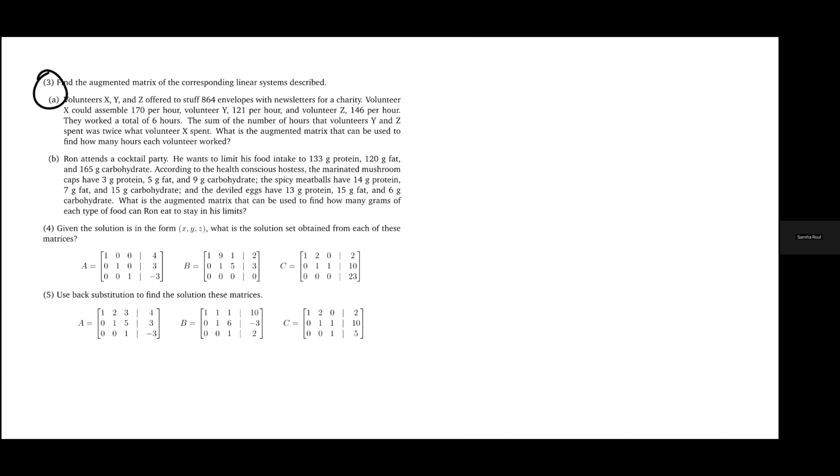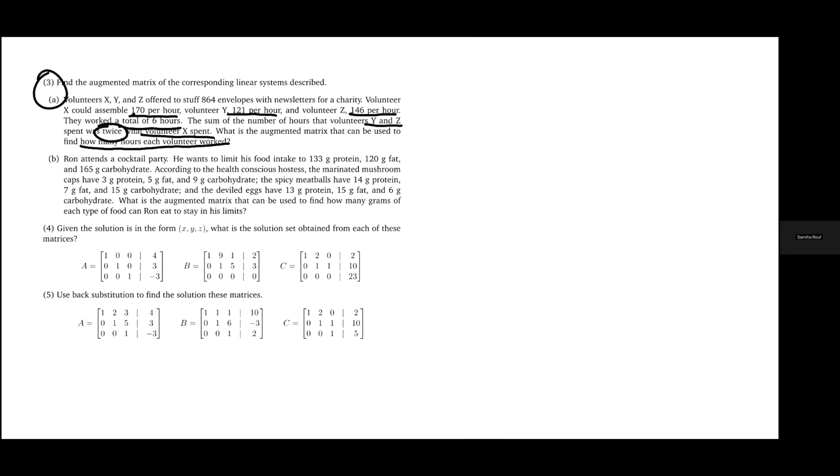Volunteer X could assemble 170 per hour, Y 121 per hour, Z 146 per hour. Total time is 6 hours. The sum of the number of hours that volunteers Y and Z spend is twice that of volunteer X. So what is the augmented matrix that can be used to find how many hours each person worked?